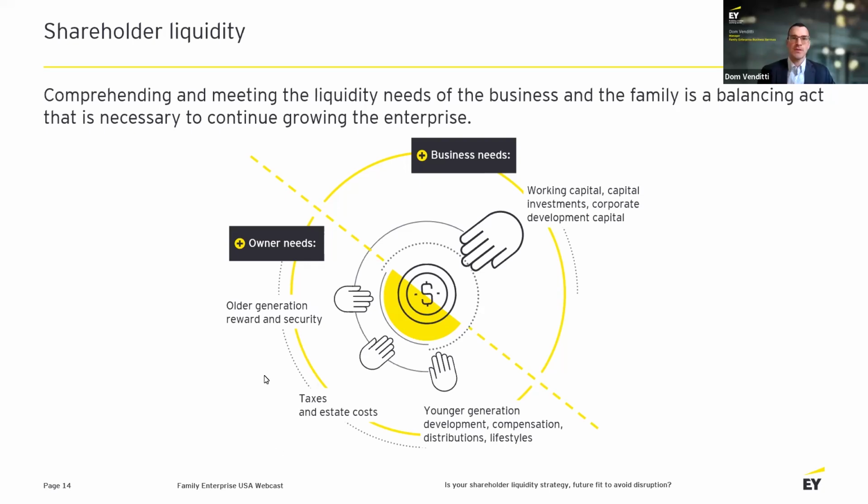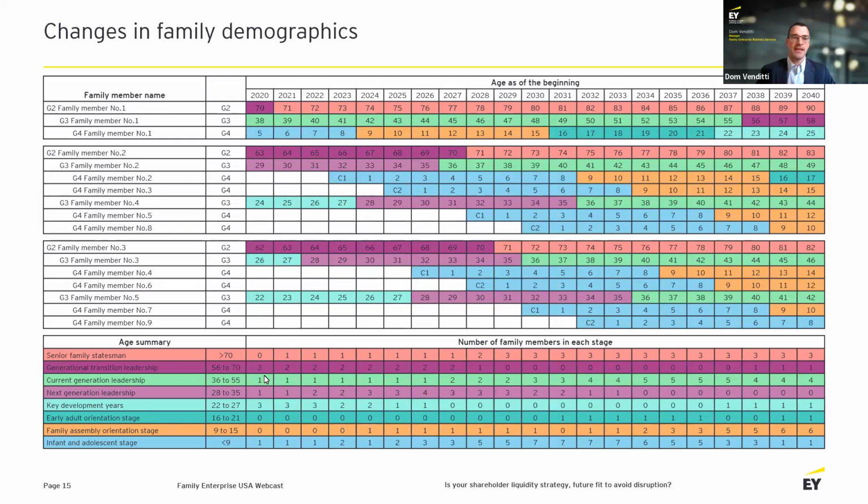Exactly. So next we'll spend a little bit of time diving into each side of that balancing act, starting with the family side. One tool that we find can be helpful and shed some light on, again, what could be this fuzzy side of the owner needs is a family demographics chart. So what we're showing here is simply three generations of an example family enterprise and a projection of their ages out over the next 20 years.